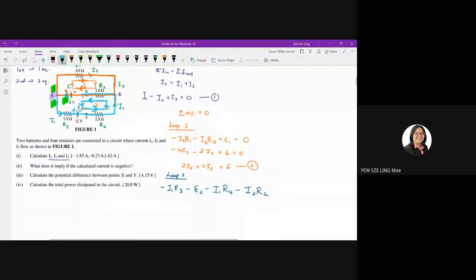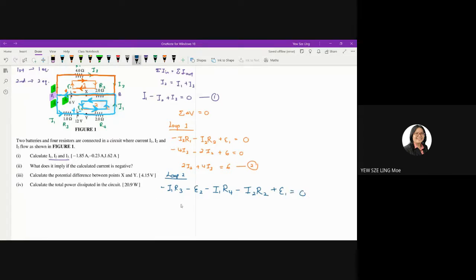Now I keep traveling. As I pass through the EMF1, I will have a potential rise, because I'm moving from lower potential, the negative terminal, towards a higher potential, which is the positive terminal. So plus EMF1. And now it has come to an end at point A. So now I have a complete blue color loop, so this equation is now equal to 0.